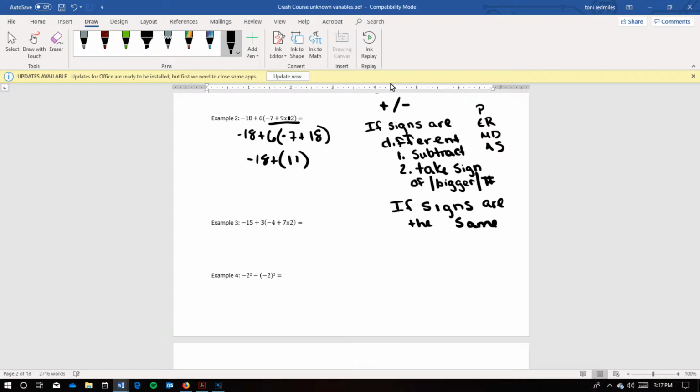Let's finish this problem. This time I have negative 18 plus 11. Signs are different, so I'm going to subtract, giving me 7. But this time the absolute value that is bigger is the 18. The 18 is negative, so my answer would be negative. I can also say I owe $18, I have 11, well I still owe $7.